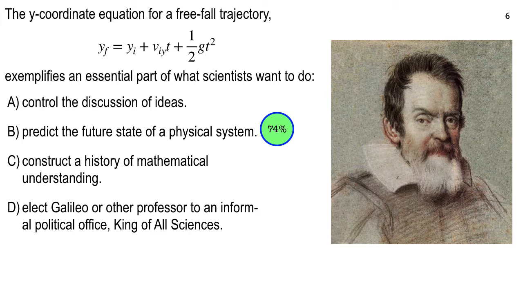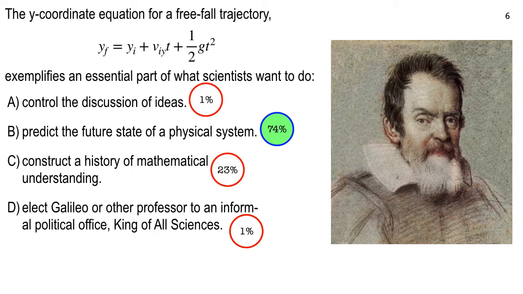Galileo and other professors want to elect Galileo or another professor to an informal political office, king of all sciences. So that's definitely out. Here are the proportions. Option A got 1%. The other popular option was option C. Now, this is a question where if you didn't really study carefully, you'll be tempted by C. And option D only got 1% of the class as well.